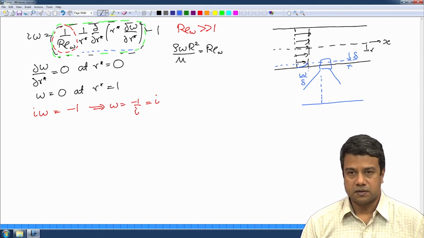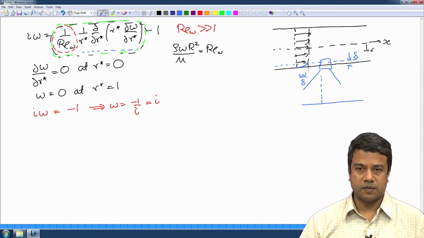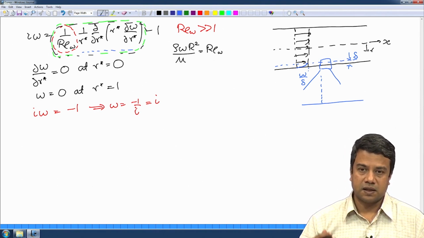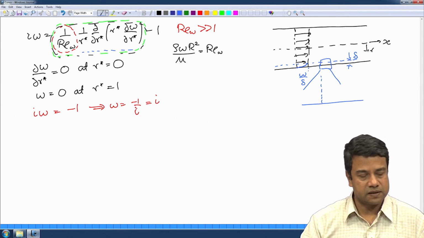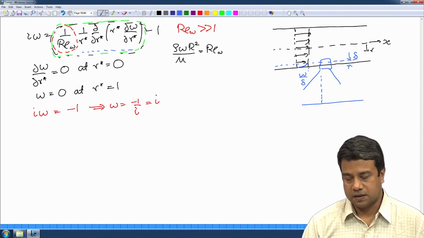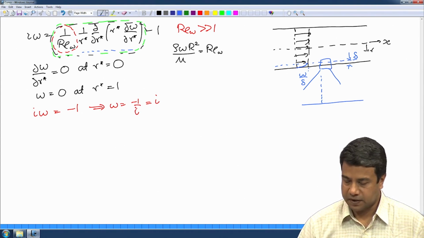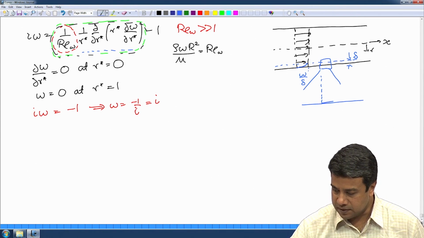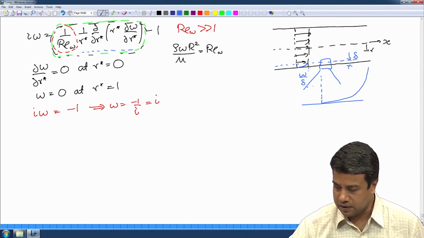So, to repeat, as the Reynolds number becomes larger and larger, this delta will become smaller and smaller, the thickness will become smaller and smaller, the gradients will become larger and larger, in such a way that the inertial and the viscous effects continue to be of equal magnitude in the limit as the Reynolds number goes to infinity. So, this is the region over which I expect the velocity to increase.